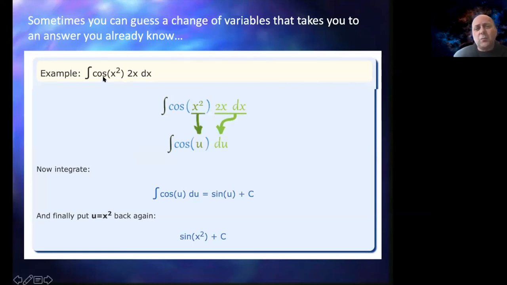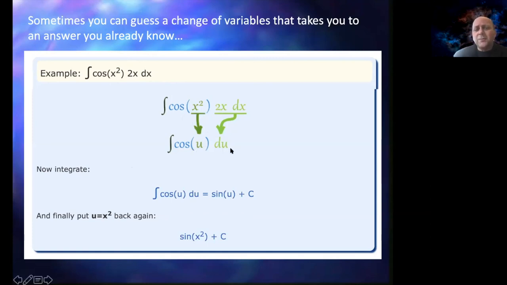So this is an example, the integral of cos x squared times 2x dx. Yikes. Okay, well, what you do is you just decide to call x squared u. Then you can calculate du by dx, and it's 2x, right? Because u is x squared, if I differentiate it, I get 2x. So you can replace the 2x dx by du, because du by dx is 2x.